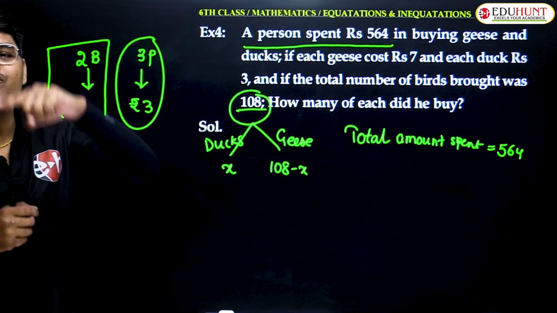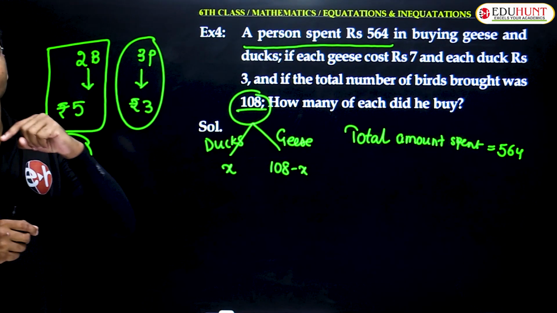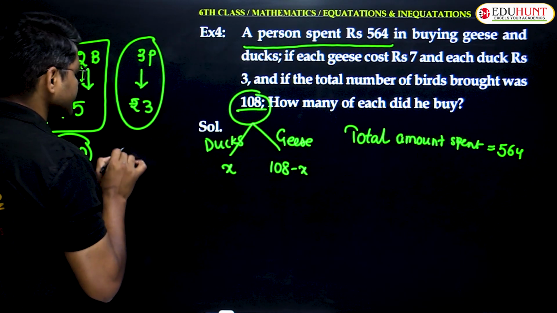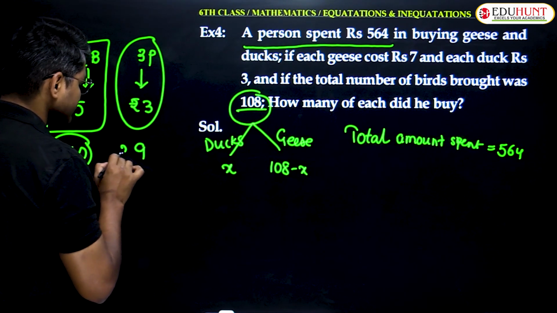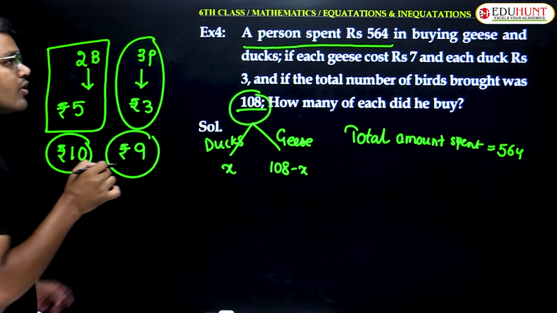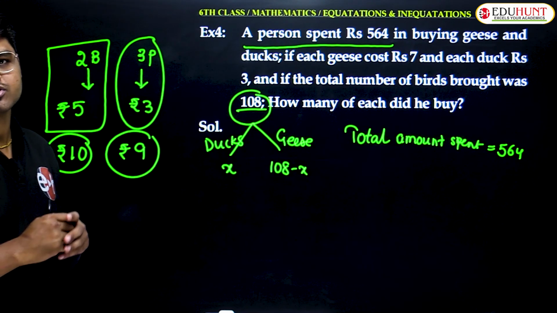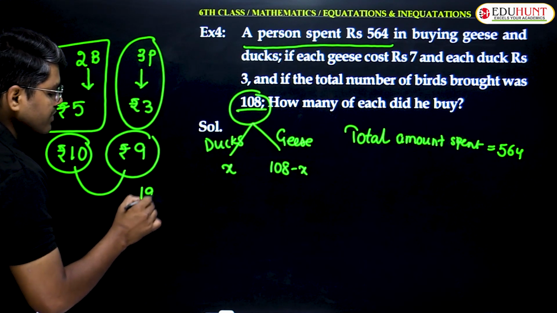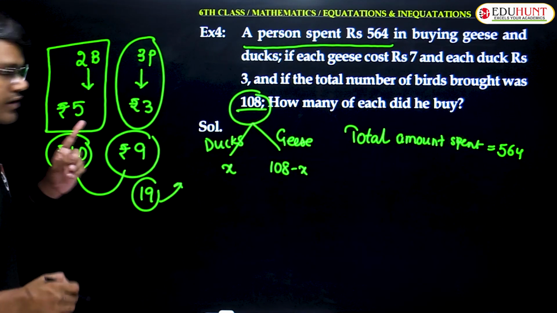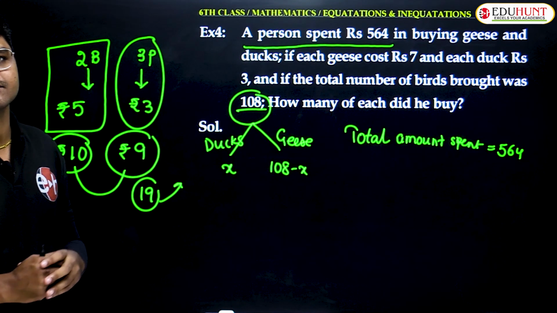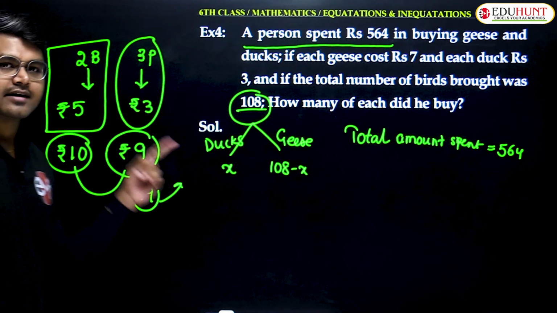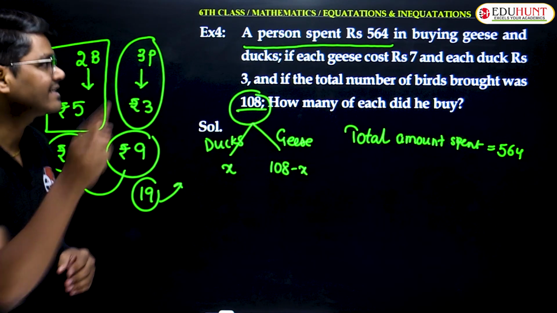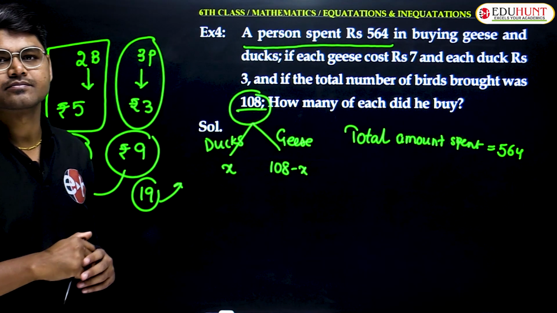Here the number of pens into cost of each pen. Number of pens is 3, cost of each pen is 3, so 3 into 3, 9 rupees. What is the total amount spent at the book stall? You spent a total of 19 rupees at the bookstore for buying both books and pens. Okay, this is the concept. Here, the person is buying both geese and ducks by spending 564 rupees.